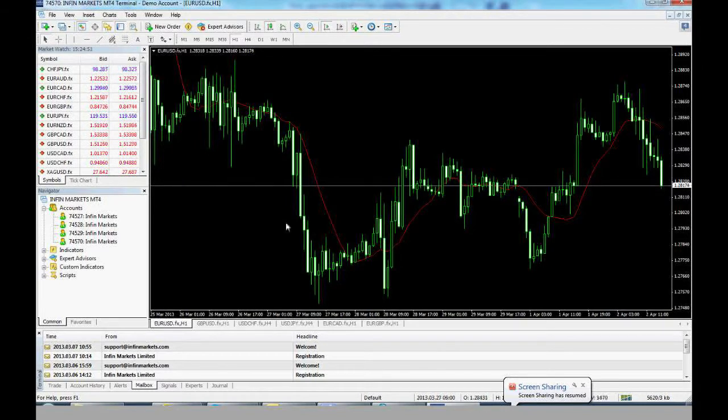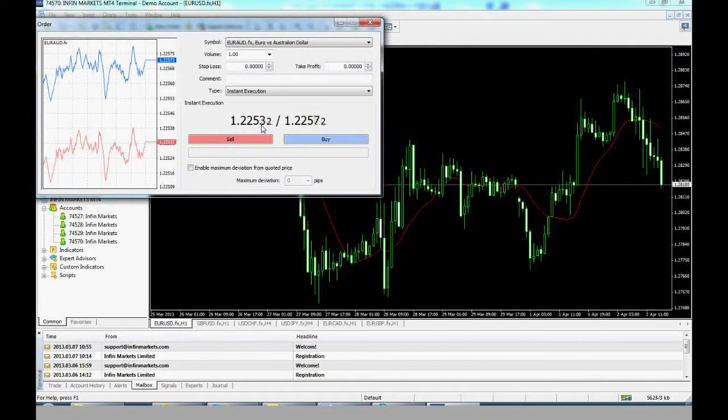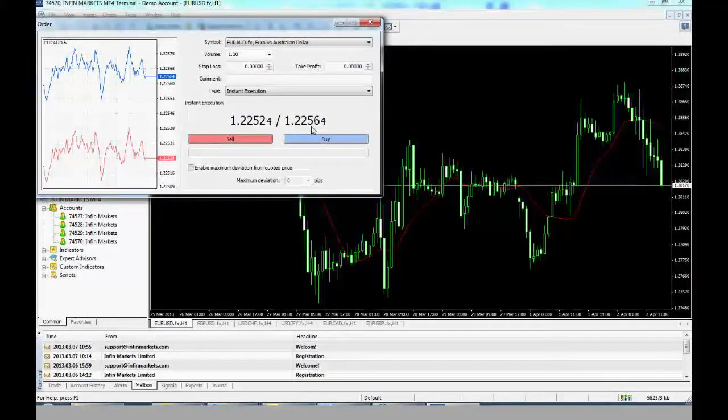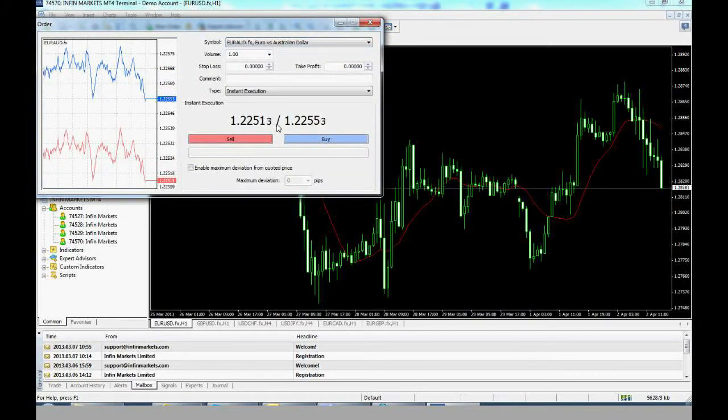Okay. And as for spread, as you can see here, Mr. Aditya, 122.52 is the sell price and 122.57 or 56 is the buy price. So there's a spread of 4 when it comes to the euro Aussie dollar. That's what the spread is. It's the difference between the buy and sell price.